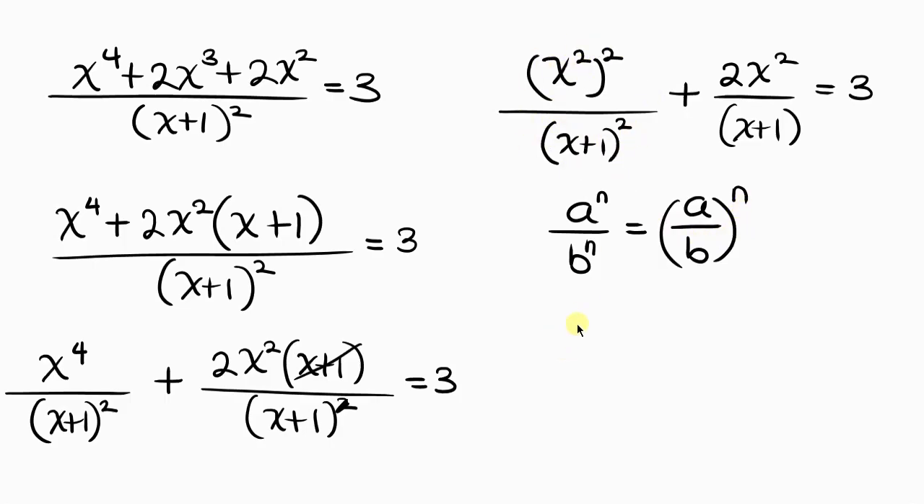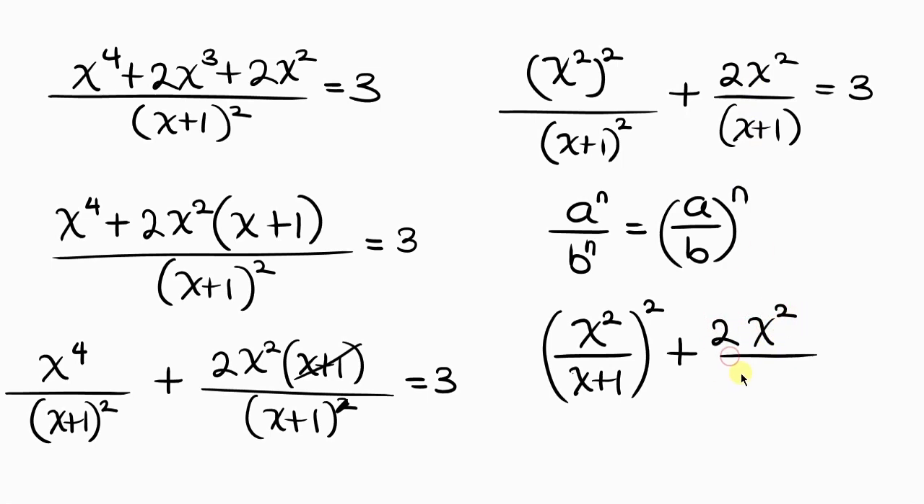So this becomes x squared all over x plus 1. Okay, let me just remove these brackets. I'm just going to be writing x plus 1. Now notice that the common power is 2, so I'm going to be grouping this with the common power of 2. Plus, now this is 2, this is 2, so I'm going to be writing 2 times x squared all over x plus 1. And this is equal to 3.